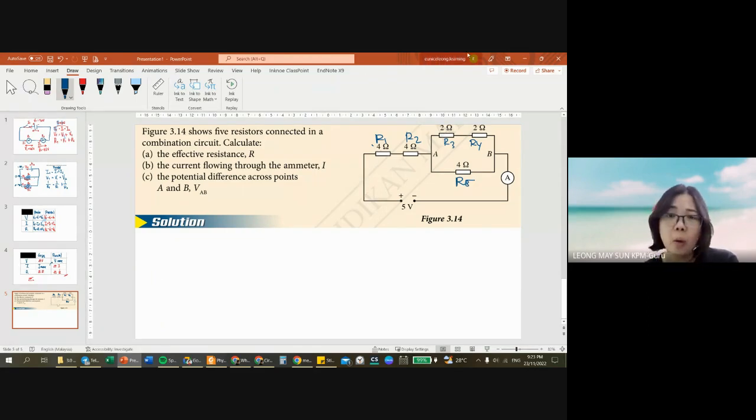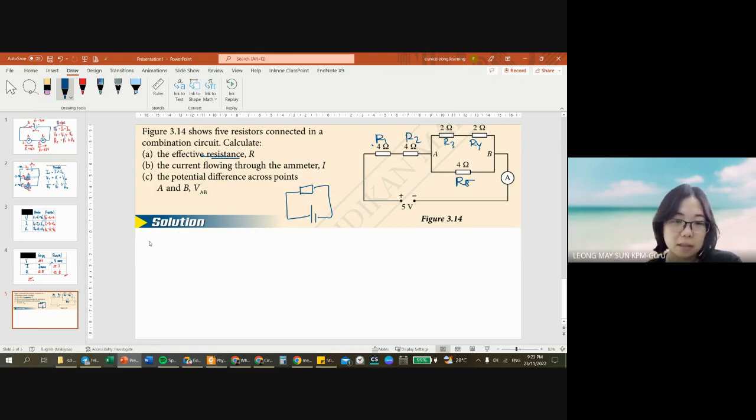Over here, the first question asks you to calculate the effective resistance. No matter what happens in the question, always calculate the effective resistance first. Only when you calculate the effective resistance will you be able to calculate the current or the potential difference. Calculating the effective resistance means turning this complicated circuit into a circuit with just a power supply and a single resistor, to simplify these 5 resistors into one.